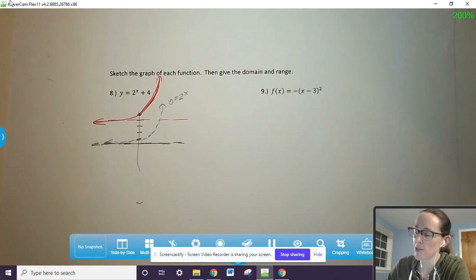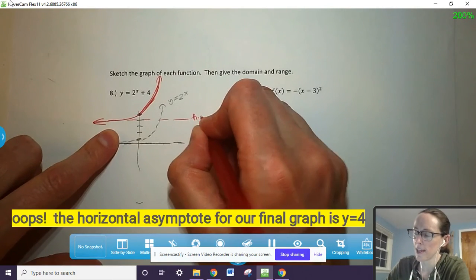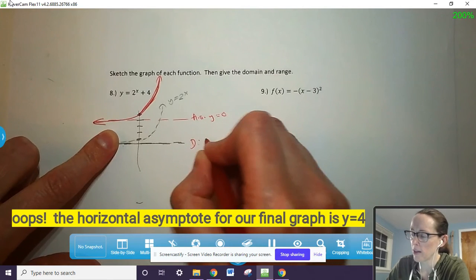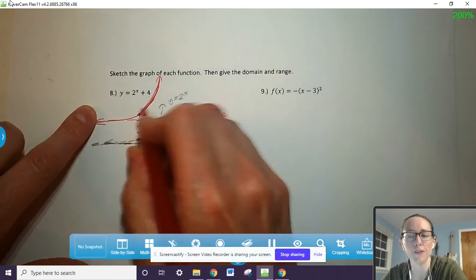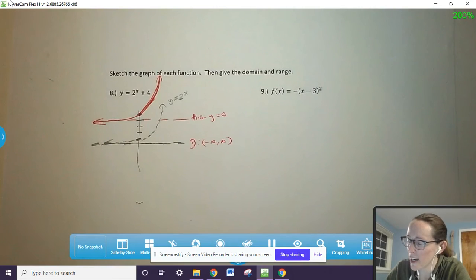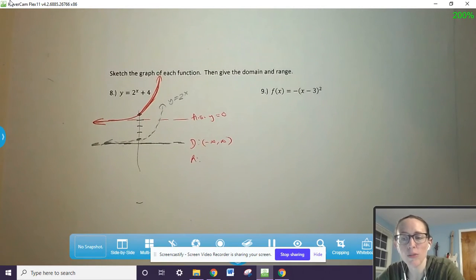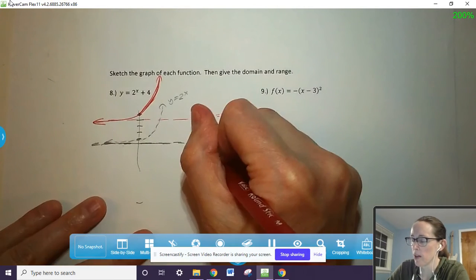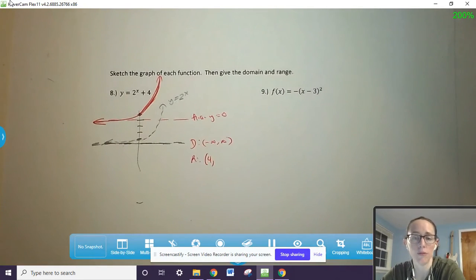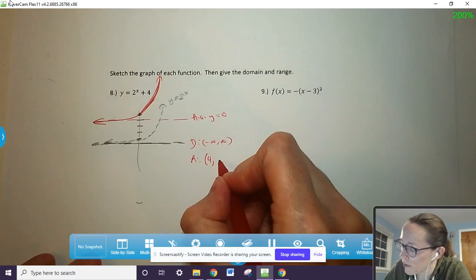From that sketch, can you tell what the horizontal asymptote is? Yes. Can you tell that the domain is all real numbers because it goes left forever and right forever? Yes. Can you tell what the range is? Yeah. The range, the lowest we need is 4, but not actually 4 because we don't hit the asymptote. So parentheses on that 4, and it goes up forever.